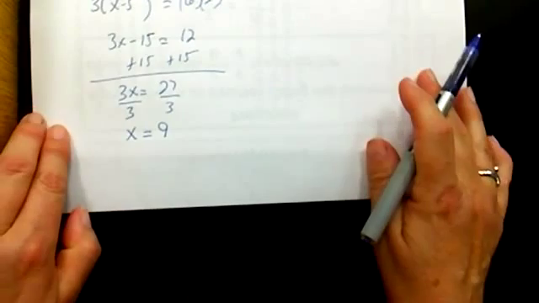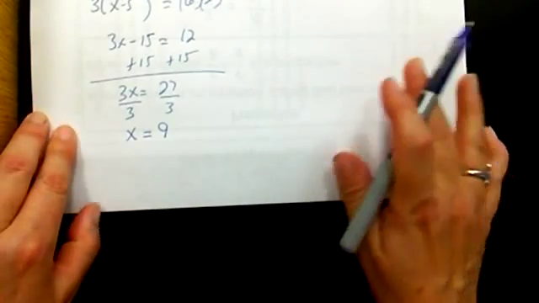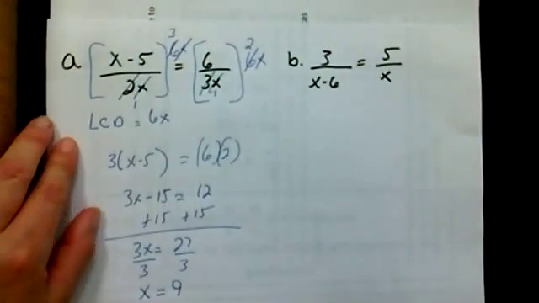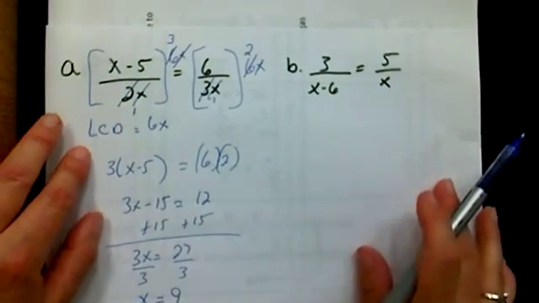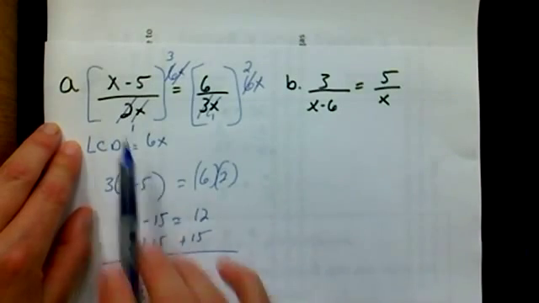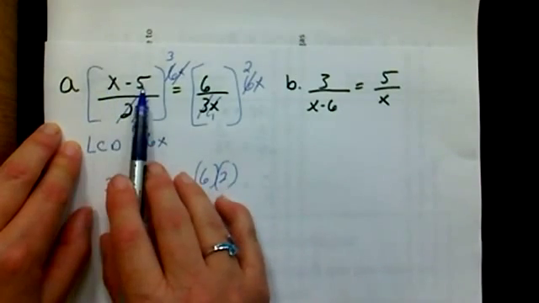If we check this by going back up to our original statement, we would end up finding out that these two sides are equivalent to each other. And you'd have to reduce some sides, I would imagine. 9 minus 5 is 4.